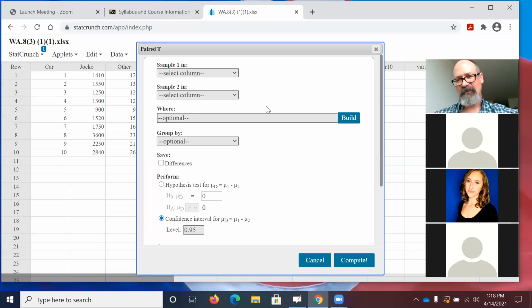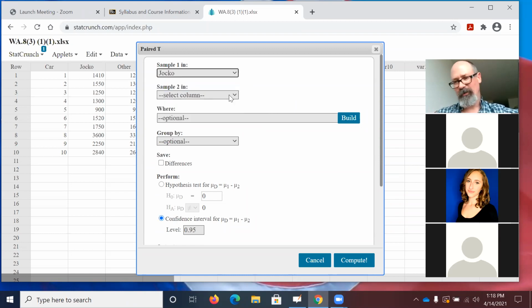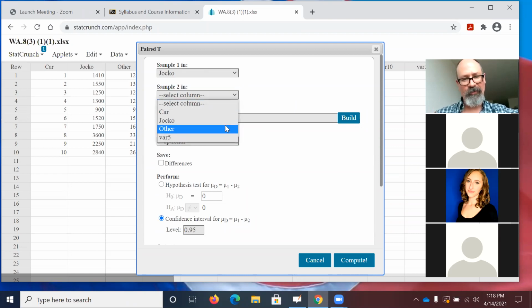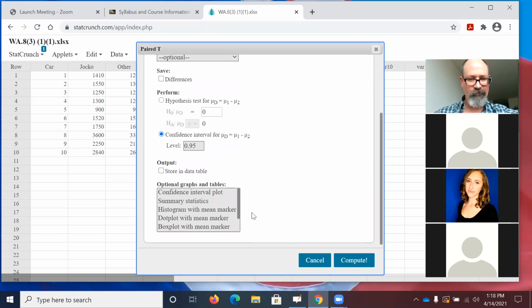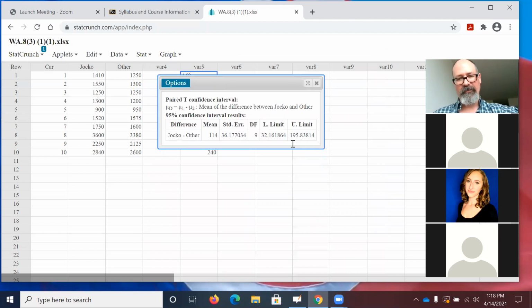So we will subtract in the order in which the columns appear. Column 1, we'll look at Jocko. We don't care about car. Column 2, we'll take other. And we try to construct the confidence interval. You can build a histogram and the summary statistics if you want to. We already looked at that, but what does the 95% confidence interval look like? It looks a bit like this.